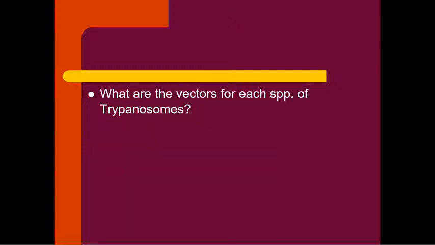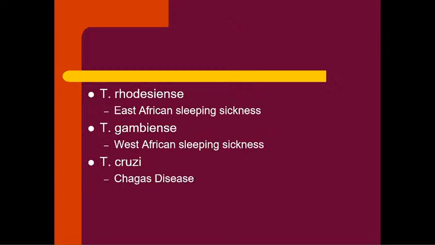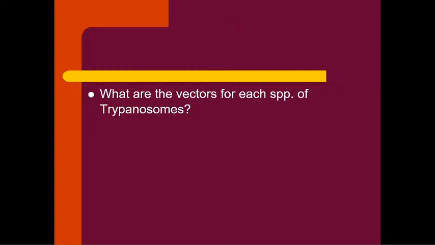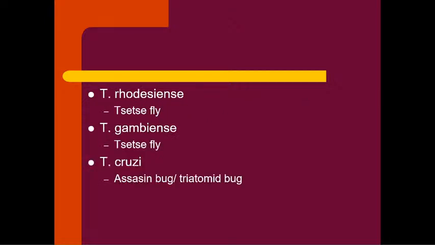Okay? Now, we're going to go with the vectors. Again, you have to remember the vectors. Please don't forget that the ones that cause sleeping sickness are transmitted to us humans by the tsetse fly. And Trypanosoma cruzi is the only one that is transmitted to people by the assassin bug.